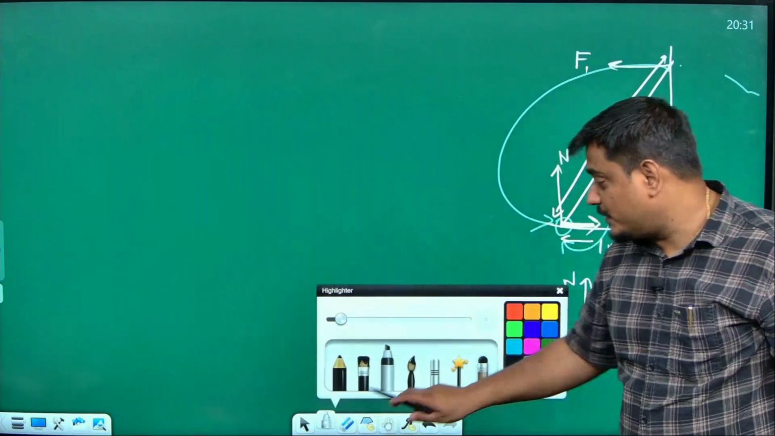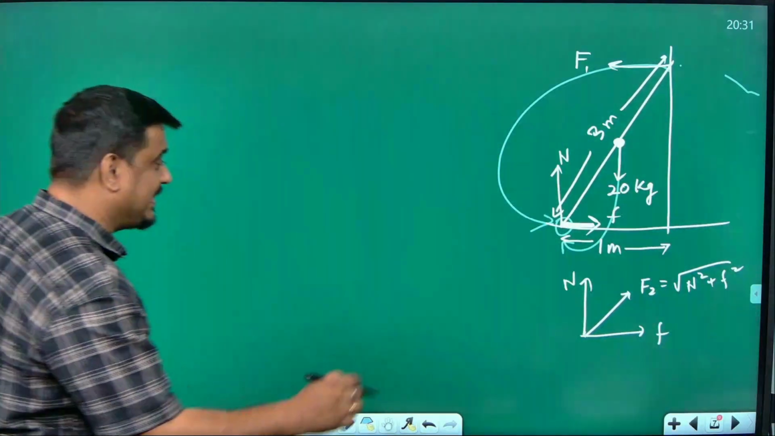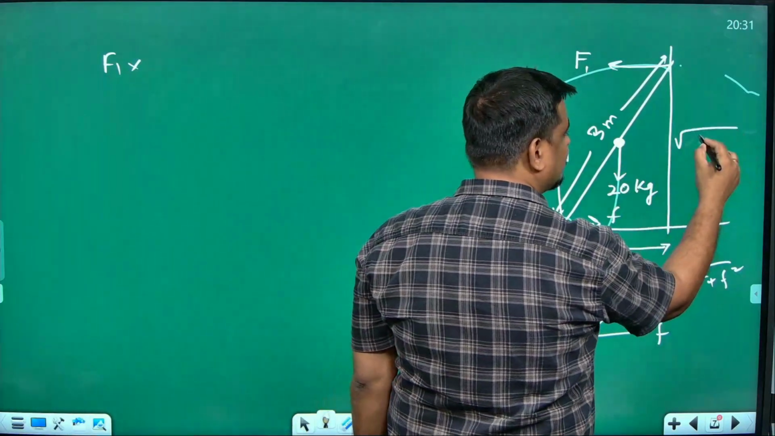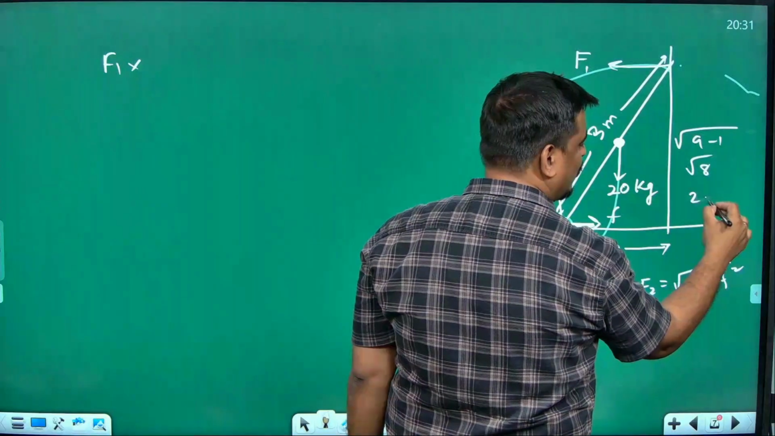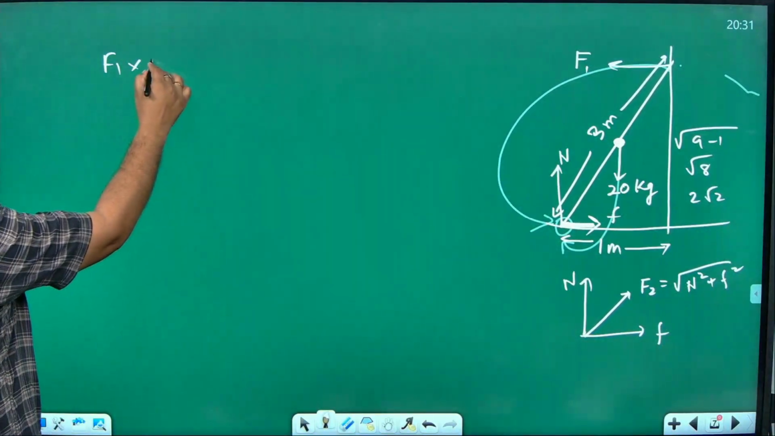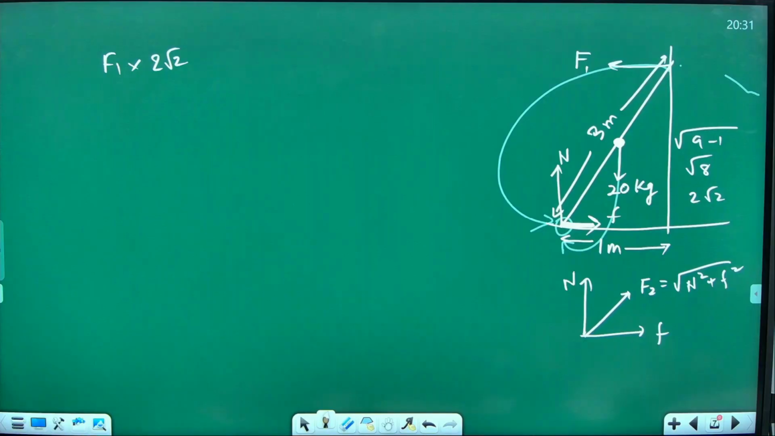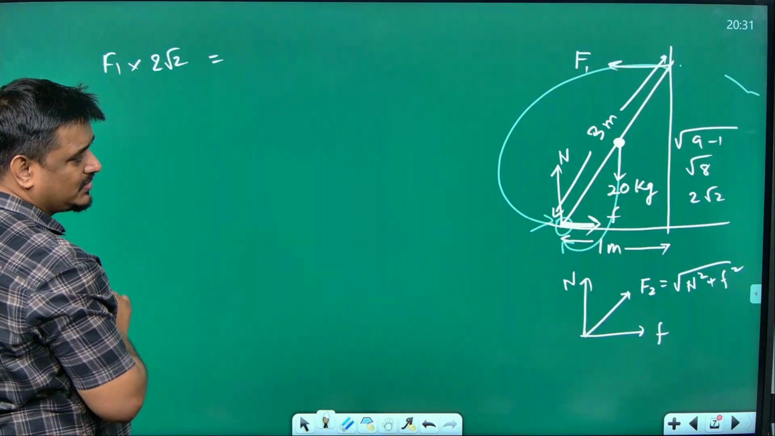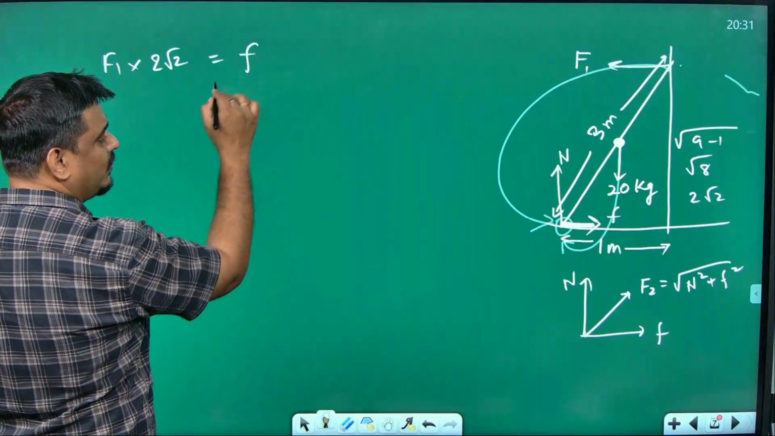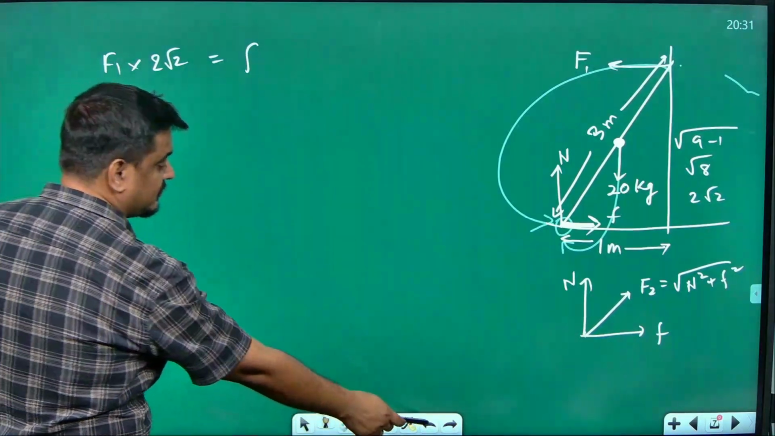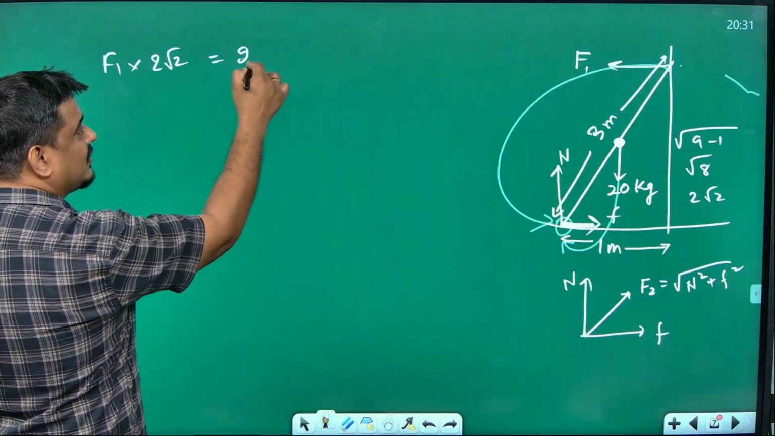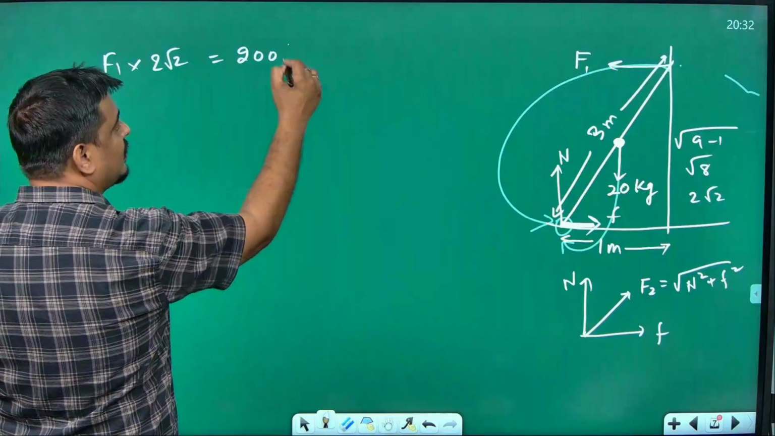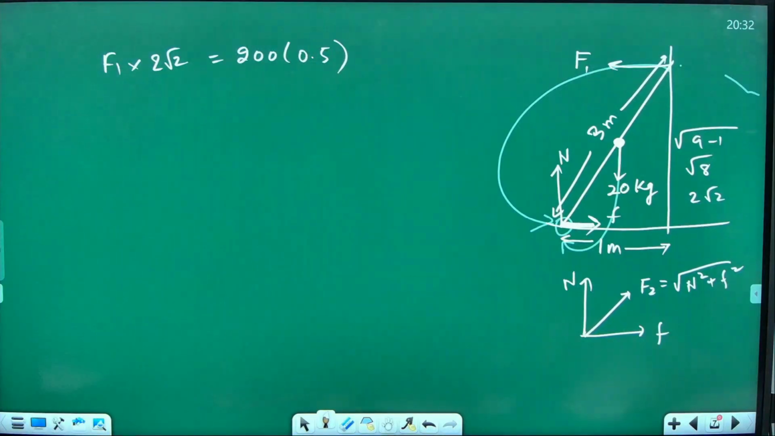So what will be the equation? F1 into, what is the value of that distance here? Root of 9 minus 1, root of 8 becomes 2 root 2. Good. So F1 into 2 root 2, nothing else, right? Anti-clockwise, is equal to, sorry, 200, because 20 is the mass. 20 into g, 200, into 0.5. It will help me in finding F1. N1 is still to be found, we will talk about that.